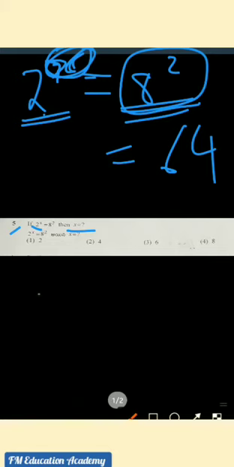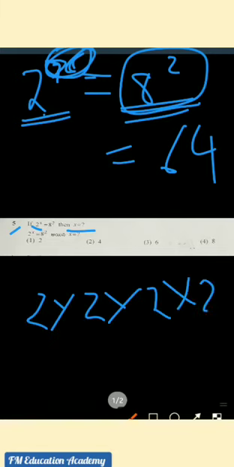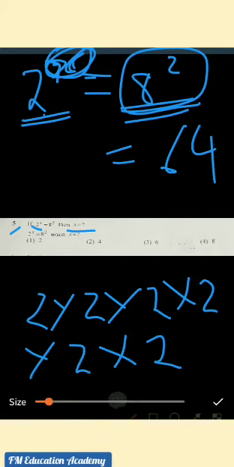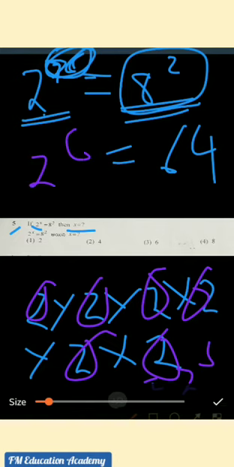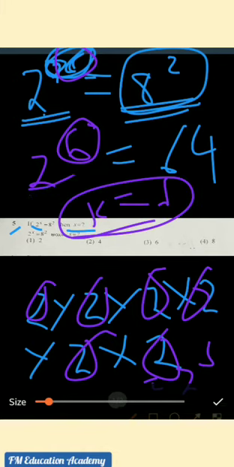8 square means 64. So here we should have 2 power something should be equal to 64. We know 2 2s are 4, 4 2s are 8, 8 2s are 16, 16 2s are 32, 32 2s are 64. So 64 is how many times 2? 1, 2, 3, 4, 5, 6. That is, 2 power 6 is 64. So 2 power 6 is 64 means compare this x and 6 now. So x is equal to 6. Now LHS and RHS both are equal. Okay. So option 3. You can also do the prime factorization of 64 here.